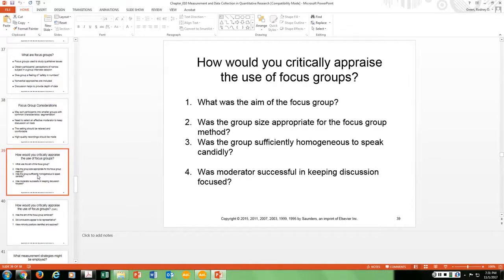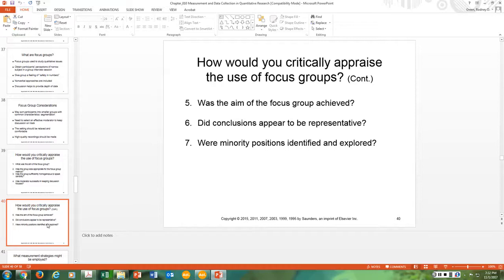How would you critically appraise the use of a focus group? What was the aim of the focus group? Was the group size appropriate for the focus group method? Was the group sufficiently homogeneous to speak candidly? Was the moderator successful in keeping the discussion focused? Also, was the aim of the focus group achieved? Did conclusions appear to be representative of the group, and were minority positions identified and explored?